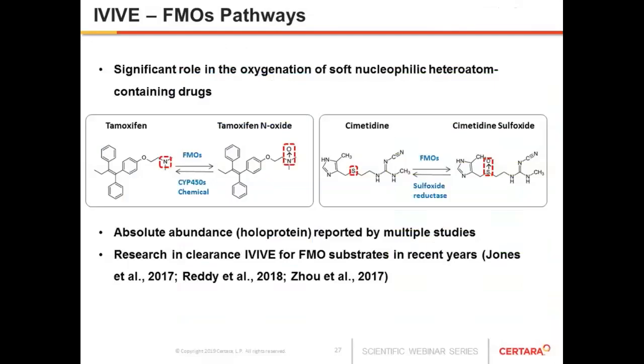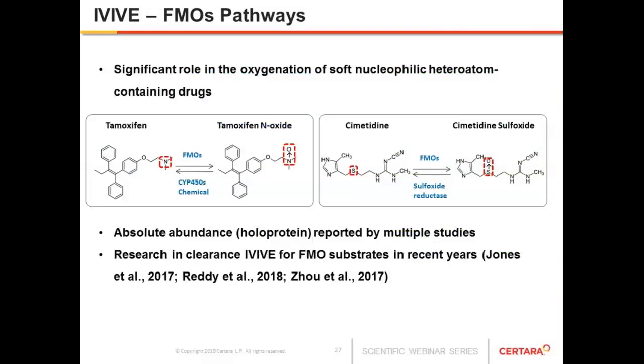So moving forward, another expansion introduced by this project is the flavin-containing monooxygenases pathways. So here we're looking at a little bit of the background. Basically, FMOs are a major enzyme system mediating the oxygenation of soft nucleophilic heteroatoms within drug molecules, generating oxide metabolites, as you can see with the example of tamoxifen and cimetidine.